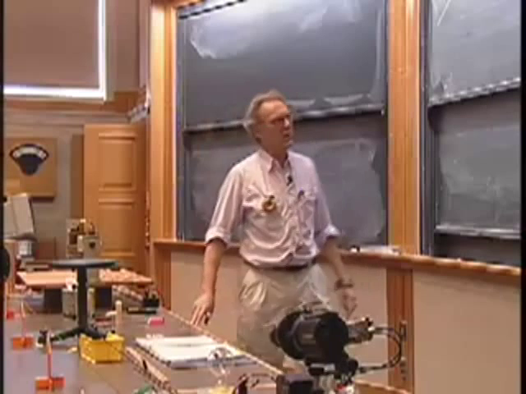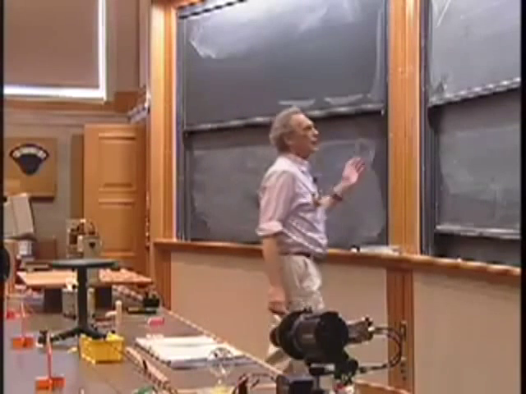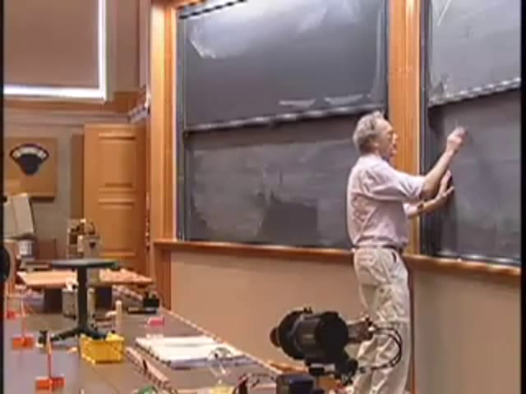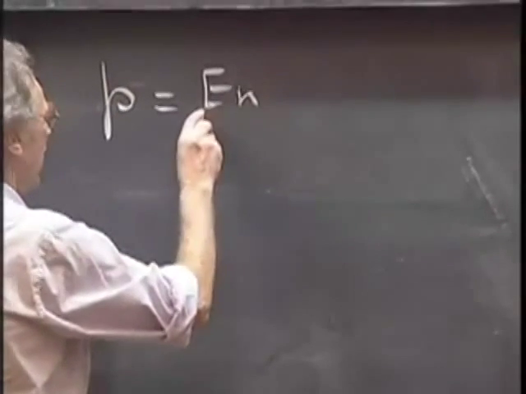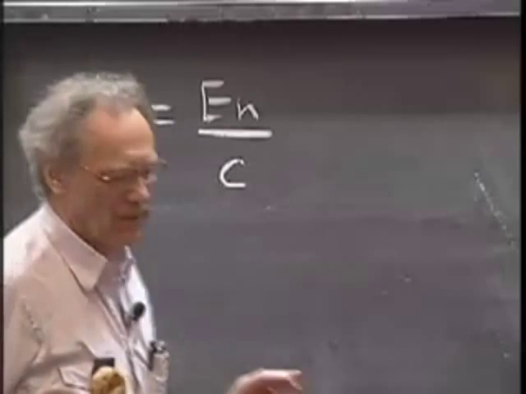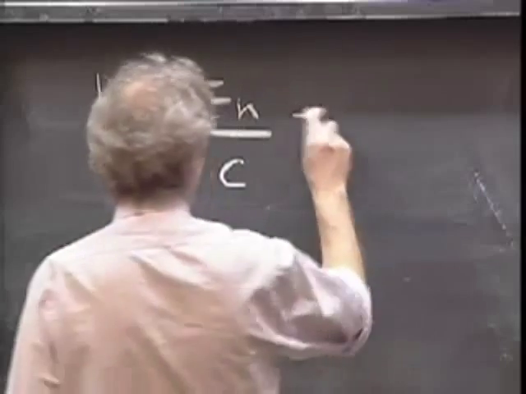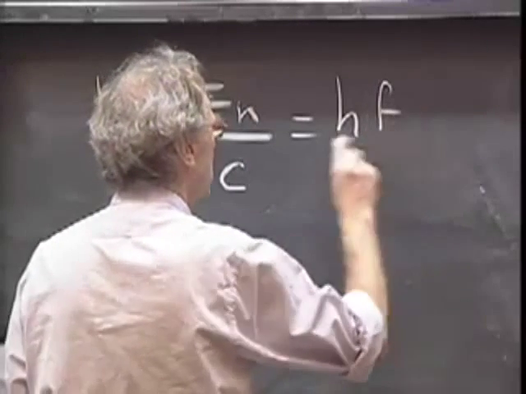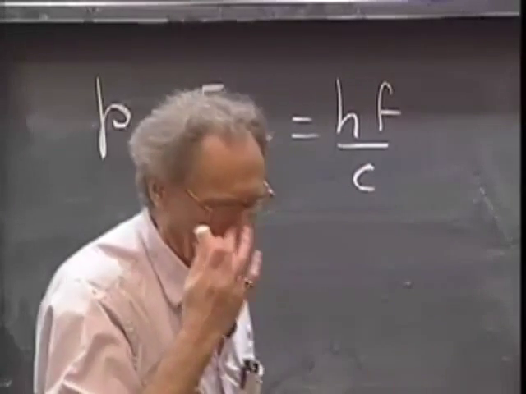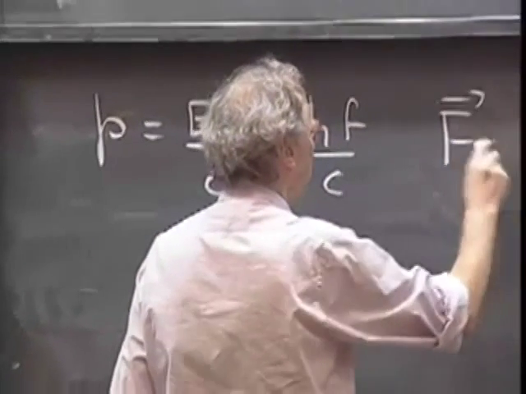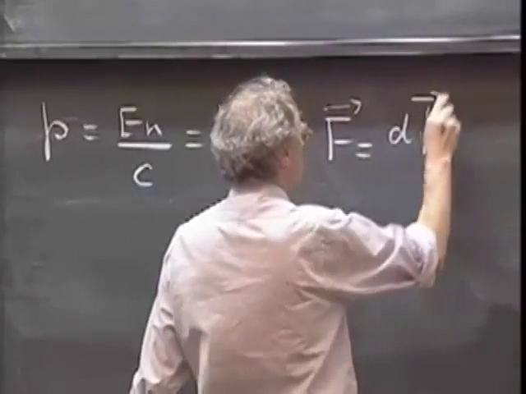So in modern physics, photons have momentum. And the momentum of a photon, p, is the energy divided by c. In other words, it is also hf divided by c. But you remember from 8.01 that the force is dp/dt.